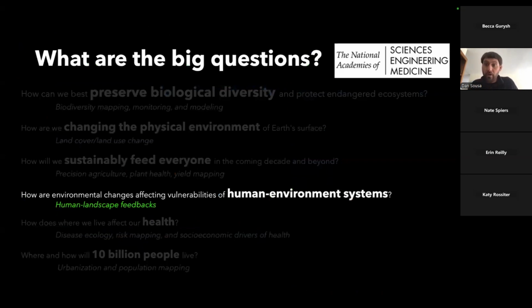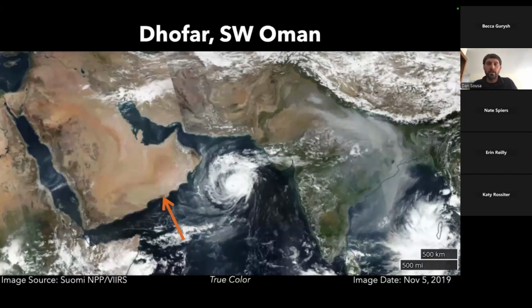So, moving on to human environment systems, another case of something I studied in grad school. Here, we're moving to the country of Oman in the Arabian Peninsula. You might think Arabia, hot, dry, no water. And you might be surprised if I told you that right where that arrow is, there is one of the only non-tropical cloud forests on Earth.